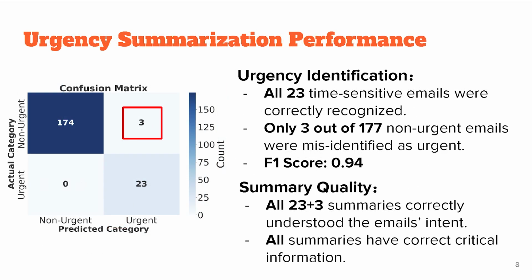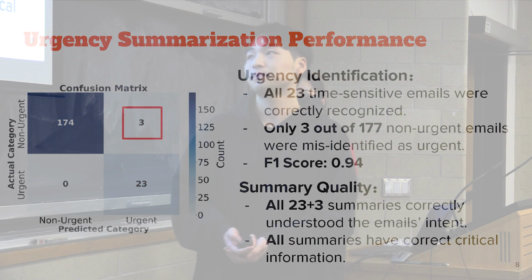Then for the summarizer, we first identify the problem as a binary classification task. As you can see from this confusion matrix, all urgent emails are correctly identified, and for the non-urgent emails, only 3 of them are false positives. For all these 23 plus 3 summaries, we manually inspected their quality, and we found that all of the 26 summaries perfectly concluded the purpose of the original email and correctly extracted any critical information such as times and locations.